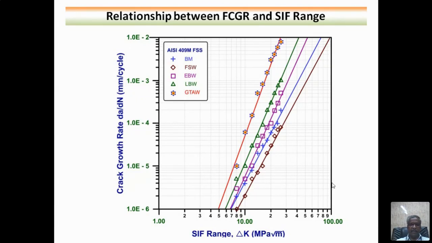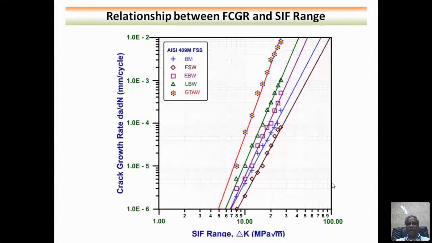Below this delta KTH, that is called the threshold stress intensity factor, if the stress intensity factor is lower than that value, for example 8 MPa root meter, which is the delta KTH for the FSW joint, the crack will not grow. That is the threshold. So if the crack has to grow, the stress intensity factor has to reach 8 MPa root meter. If it doesn't reach 8 MPa root meter, then even a crack present in the material will not grow further.